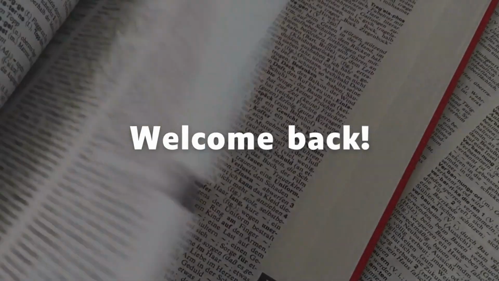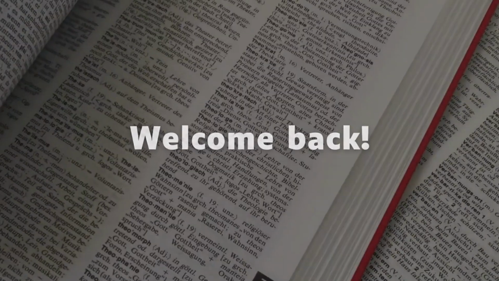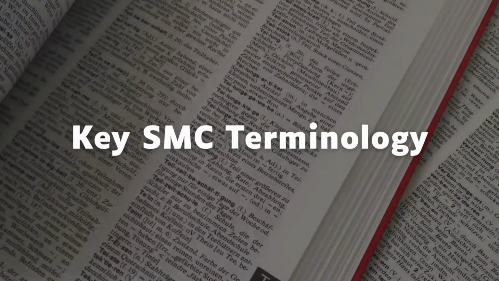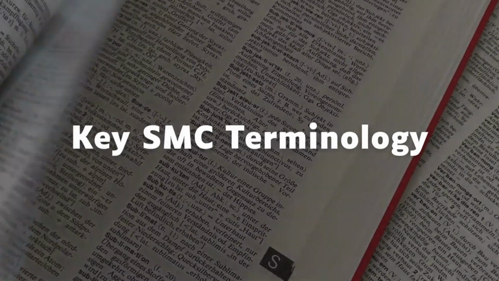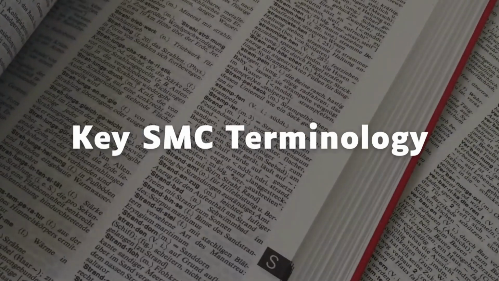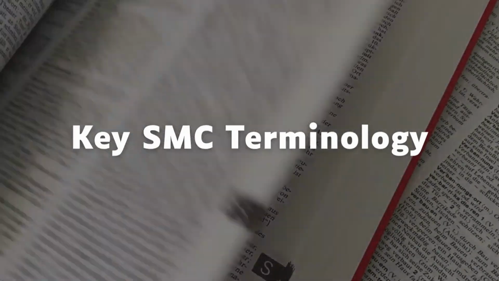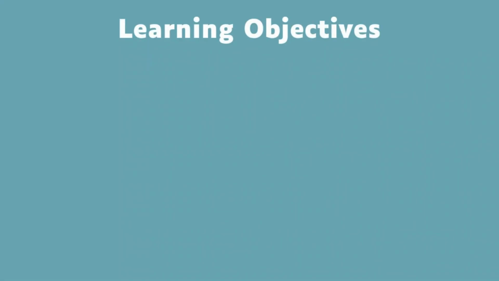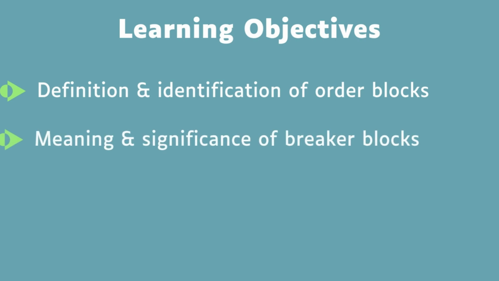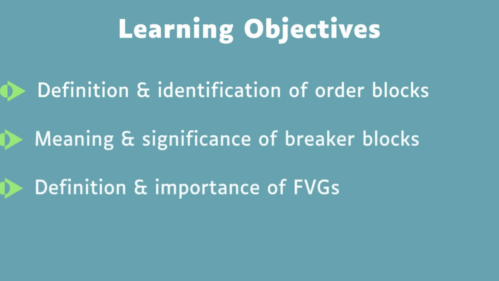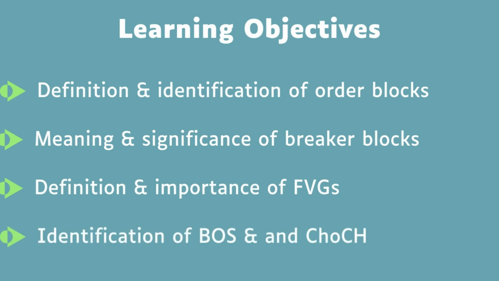Smart Money Concepts course. In this section, we'll explore the essential terminology that forms the foundation of SMC trading. Understanding these terms is crucial because they replace traditional technical analysis concepts with a more institutional perspective. We will define and identify order blocks on price charts, understand breaker blocks and their significance, recognize fair value gaps and explain their importance, and identify breaks of structure and changes of character.